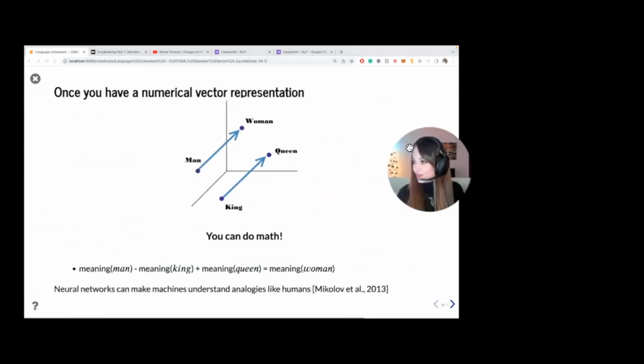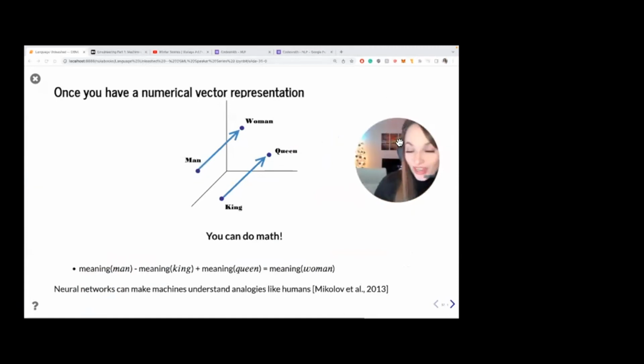So once you have a numerical vector representation, you can do something that I'm very, very excited about: math. And I'm excited about it because I'm a mathematician, so I love math. But you can do really cool things once you have that numerical vector representation. So for example, you can take the meaning of king, which would be the embedding of the word king, minus the meaning of man, plus the meaning of woman, and then you get queen. So basically, Mikolov and his team in 2013, they came up with this.